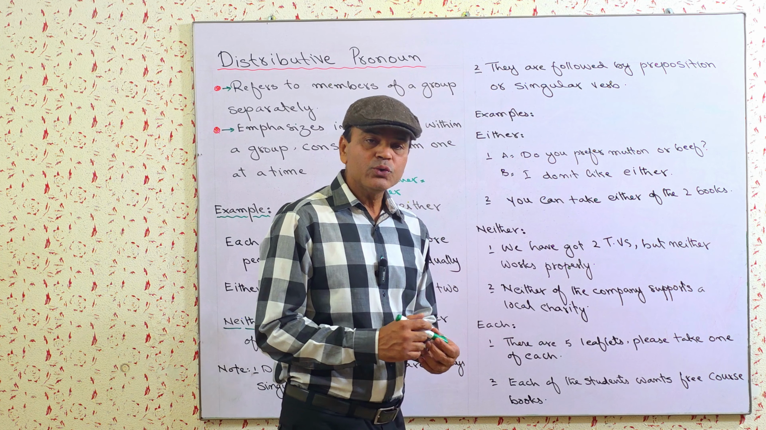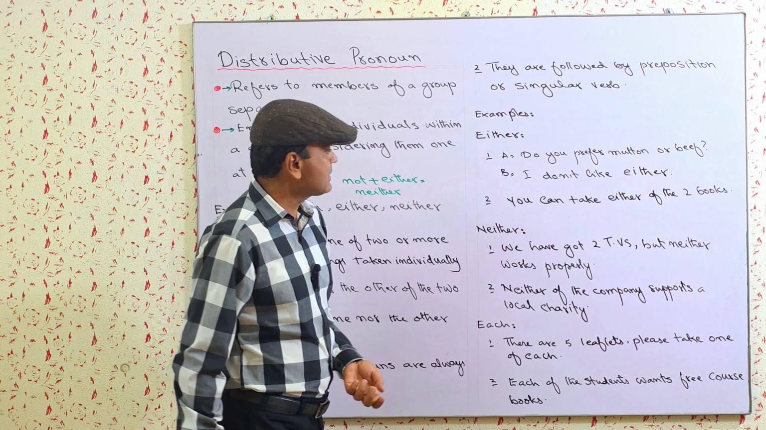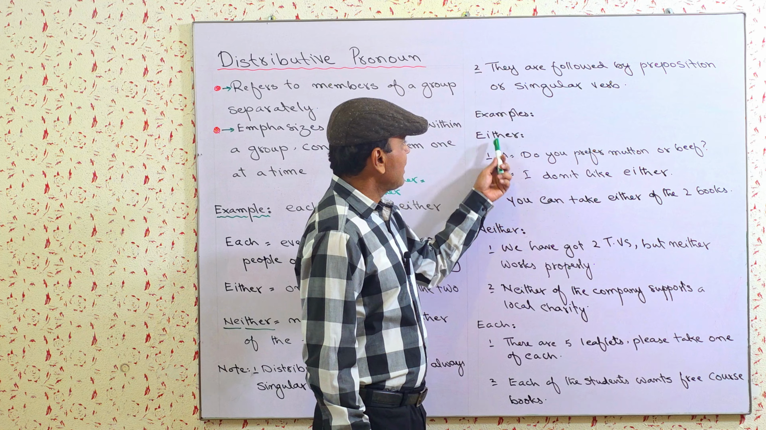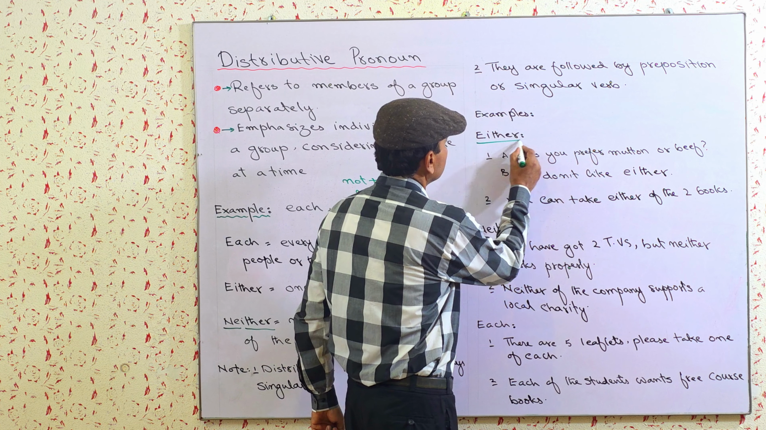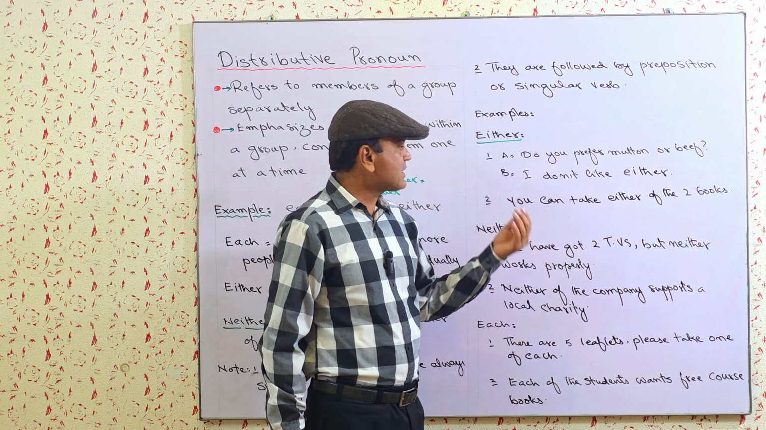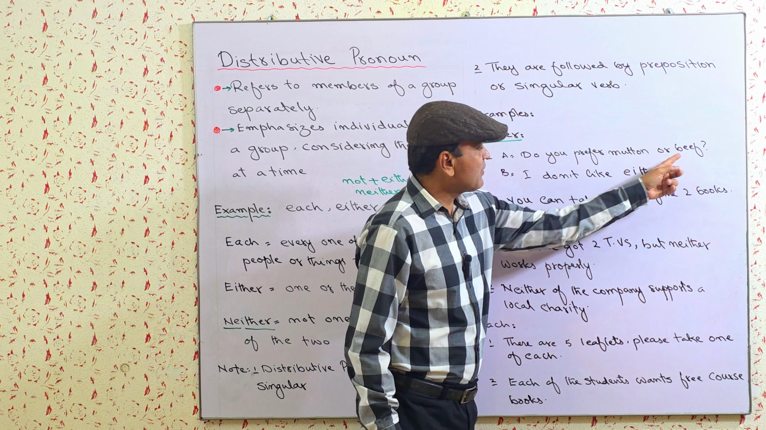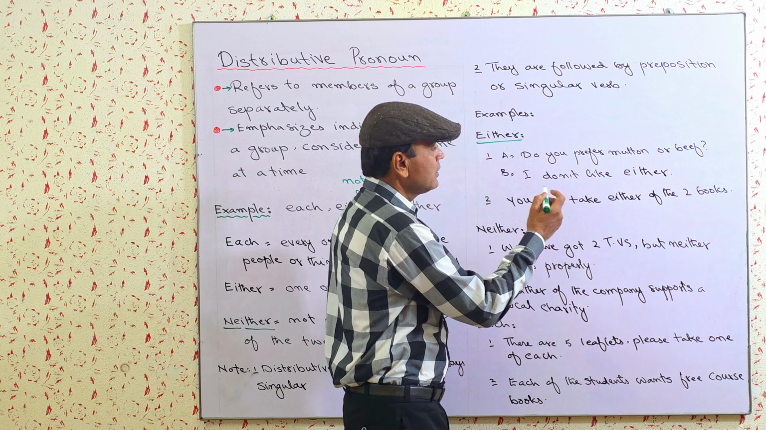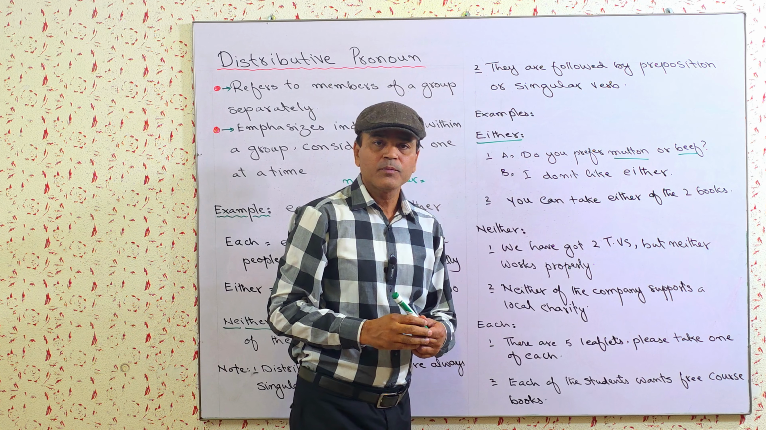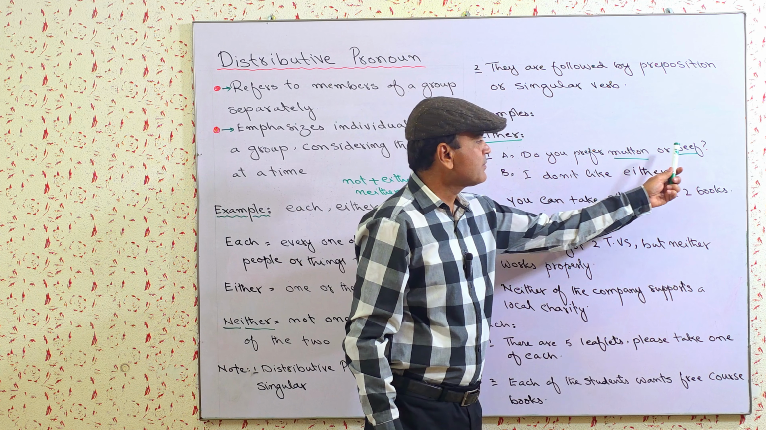So let us use these three distributive pronouns in sentences to make things more clear. For example, let's start with either. Mr. A says to Mr. B, do you prefer mutton or beef? Here we have either, so we have two options, mutton or beef. So the person asks him whether he likes this or this.